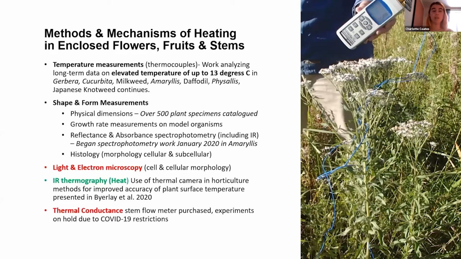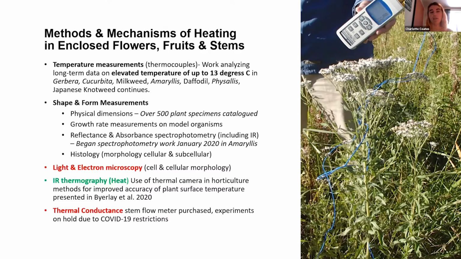So, here I'll explain some of the methods we are using to understand these mechanisms of heating within enclosed flowers, fruit, and stems. So on the right, you see a photo of a data logger that is inserted into the stem of a Gerbera plant. And this is one of the methods that we use to measure temperature. It's working with thermocouples in the field.